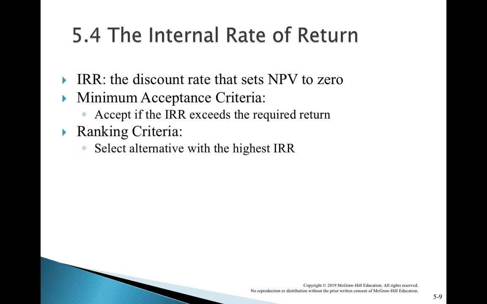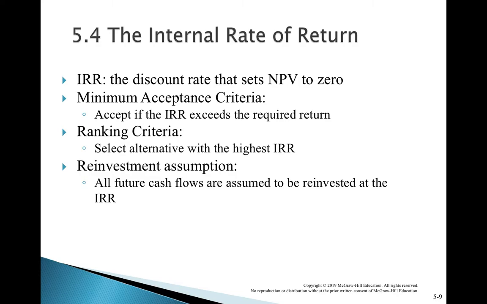Ranking criteria: select the alternative with the highest IRR. The highest IRR is always better. If IRR is greater than the required return, accept. And the greater the IRR, the better the project is. Therefore, the criteria is to select the alternative with the highest IRR. One is having 10%, the other one is 15%, preferred is 15% IRR. One is 15, another 20, preferred is 20% IRR. One is 20, the other 25, preferred is 25%.